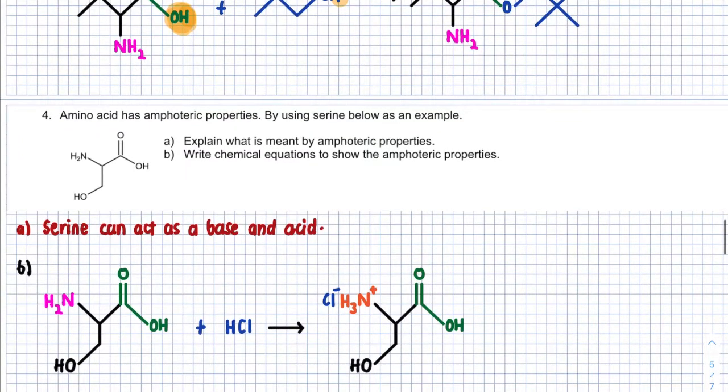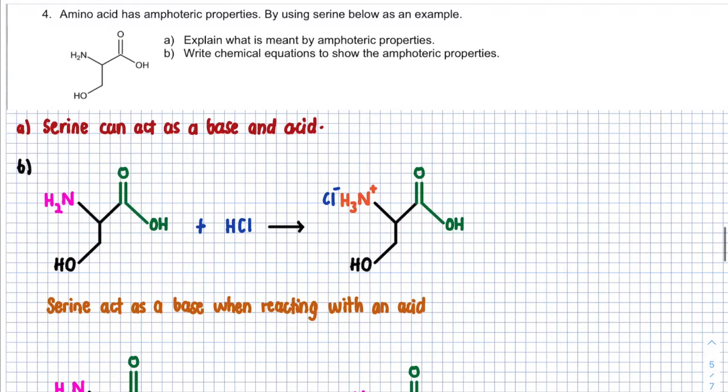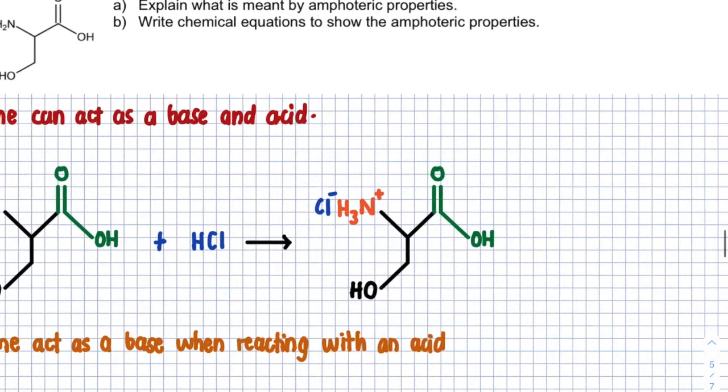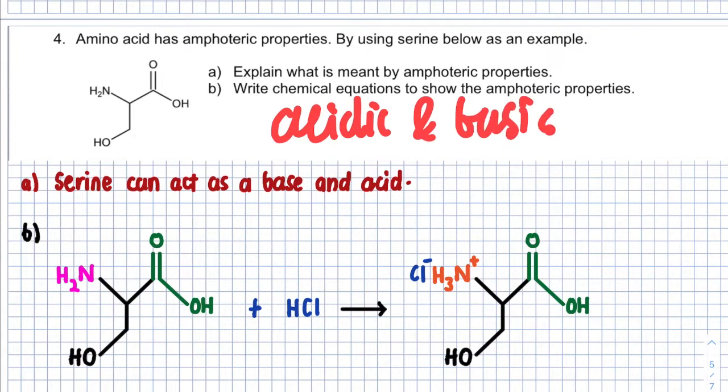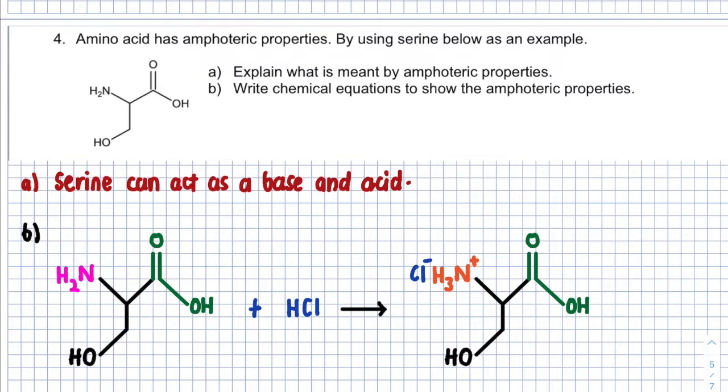Question number 4. Here it mentioned that the amino acid has amphoteric properties. By using serine below as an example, explain what is meant by amphoteric properties. Okay, amphoteric ni sebenarnya kita ada jumpa waktu kita belajar periodic table semester 1. Tapi seramai tak ingat dah. Okay, so what does it mean by amphoteric? Amphoteric ni maksud dia, that molecule dia shows acidic and basic properties. Okay, dia kalau contohnya kita nak kata dia acid saja tapi dia tunjuk basic properties. Tapi kalau kita kata dia adalah base, it shows the acidic properties. So tak bolehlah dia dua-dua.